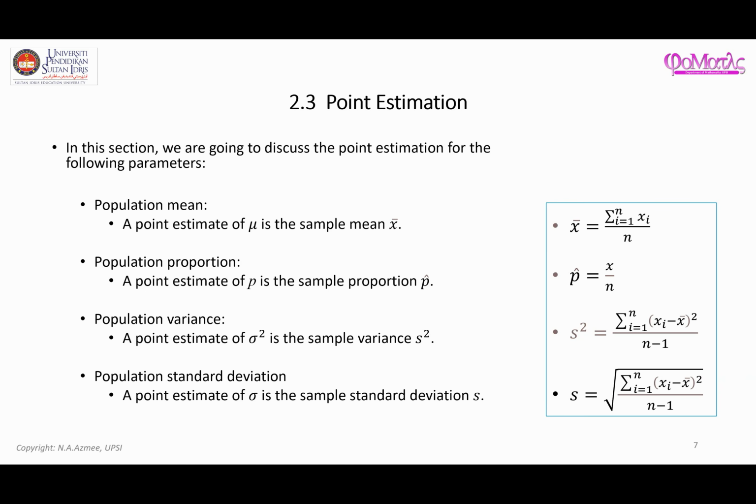In this video, I'm going to talk about the formulas of finding the point estimation for specific parameters. For the first one, we have the population mean. If you want to find the point estimate of mu, the population mean, which is the parameter, you can do that by calculating the sample mean, which is x bar, and this is the statistic.